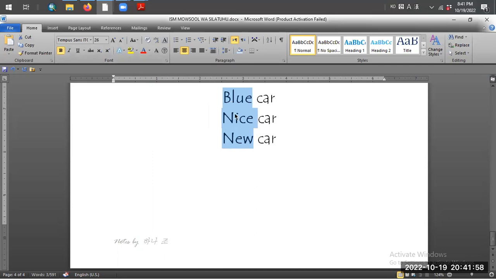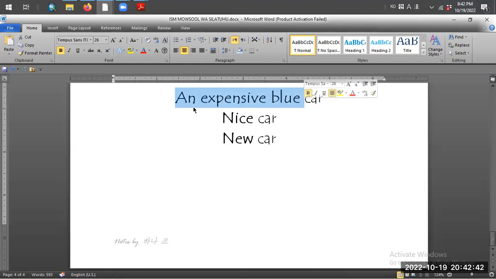Easy peasy, lemon squeezy. Blue, nice, new are the adjectives, right? And this is a word, only one word: blue, nice, new. Or we can have two words, a nice blue car, or an expensive blue car. We have more than one word, but they are still words. This is not a sentence, right? And that's easy enough, pretty easy in Arabic too.